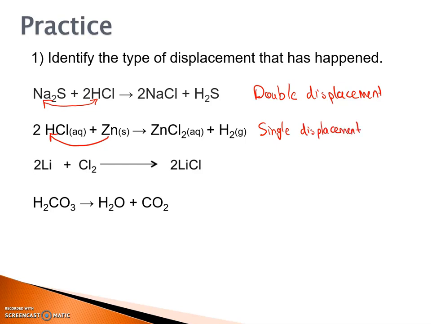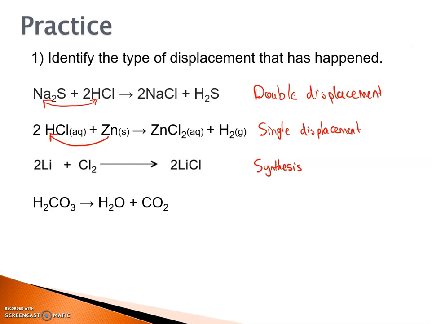In the third case, we have lithium plus chlorine gas, it's a diatomic molecule. And when we cross down the two, we end up getting just LiCl, lithium chloride. And so that is clearly going to be a synthesis reaction. They're synthesizing and becoming one.